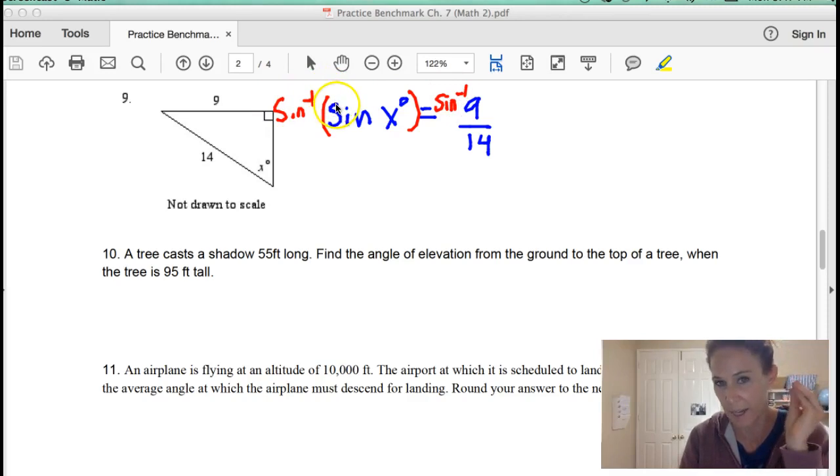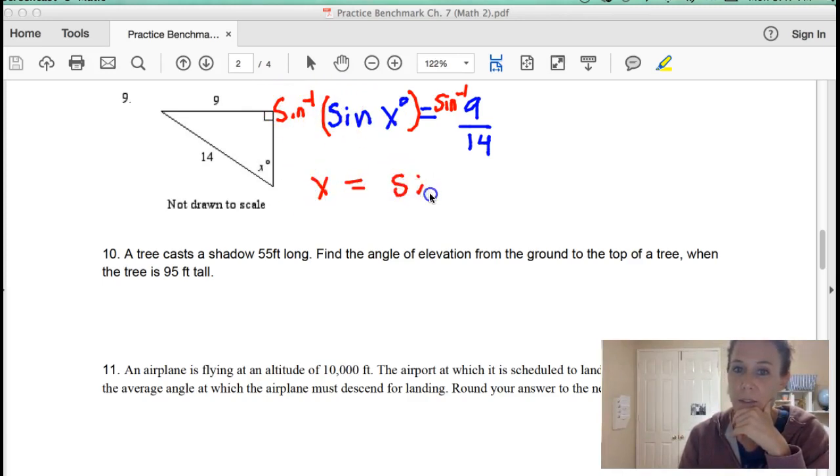It looks like it's to the negative 1 power. It is not. It means the inverse sine. Okay, so then by doing that, you're going to get x equals the inverse sine of 9 over 14. I kind of think of it like that, like you're doing it to both sides.